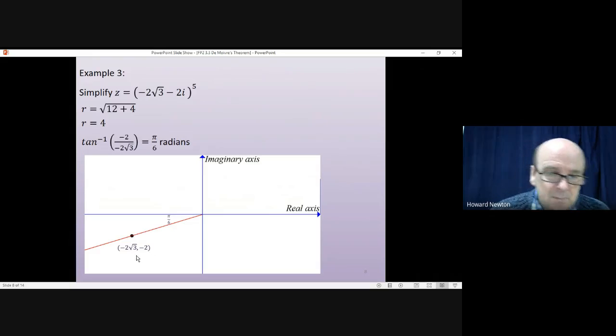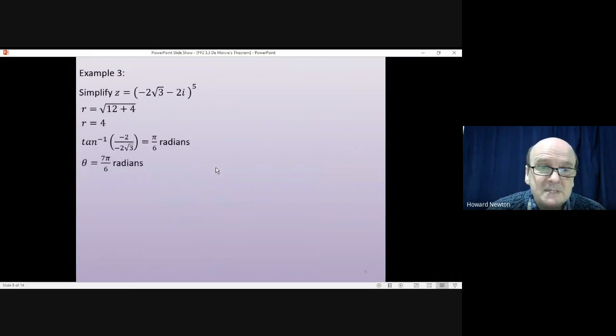That's where the complex number minus 2 root 3 minus 2i would be. And the pi by 6 that we've just found using trigonometry is that angle there with the negative real axis. We need the whole of this angle coming anti-clockwise from the positive real axis. So that'll be pi by 6 plus another 180 degrees, or plus another pi radians. And that will be 7 pi by 6 radians. So theta doesn't equal pi by 6, it is 7 pi by 6 radians.